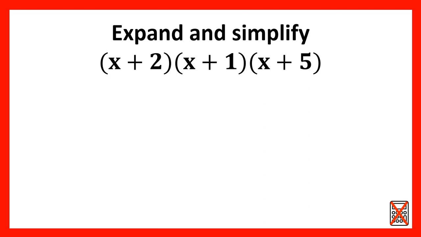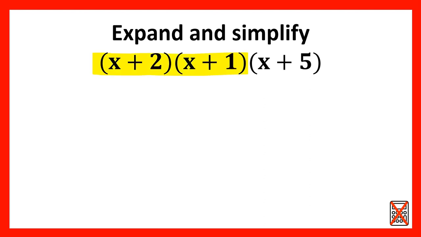Here's the beginner question, one of the easiest types of questions that you're likely to find on this topic. When expanding triple brackets, do it in stages. First, multiply two brackets together, then multiply the result by the remaining bracket. It doesn't matter what order you multiply the brackets in.